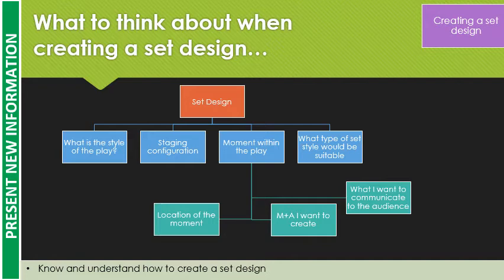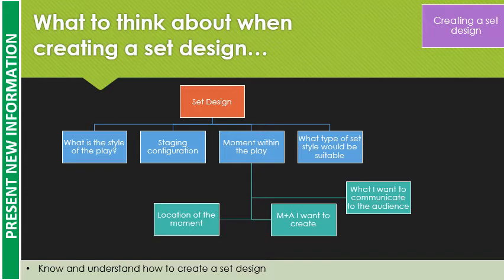What is the style of the play? The staging configuration that would suit that, a moment within the play that we would like to create our set design for, and what type of set style would be suitable. So what is the style of the play? We know that Missing Dan Nolan is a non-naturalistic play. So there are various staging configurations that would be suitable. If it were a naturalistic play, the most suitable staging configuration would be proscenium arch.